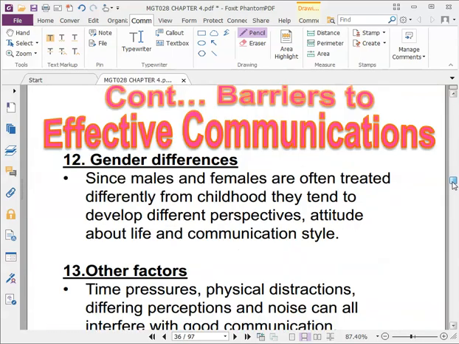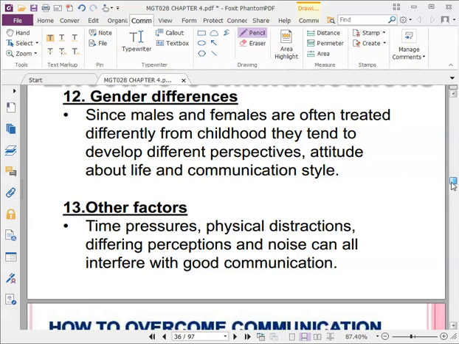Okay. So next ada lagi faktor lain lah, time pressure. Okay, kalau kita nak buat apa cepat sangat, kita tak cukup masa, kita akan cakap laju kan. So orang tak boleh nak faham. So that is also barriers of the effective communication. Physical distraction, differing perceptions and noise can all interfere with good communication. Jadi sebenarnya banyak lagi lah. Ini antara 12 barriers, okay, of effective communication.